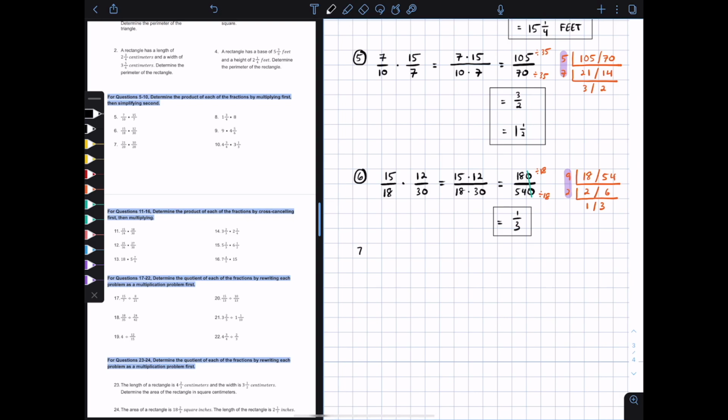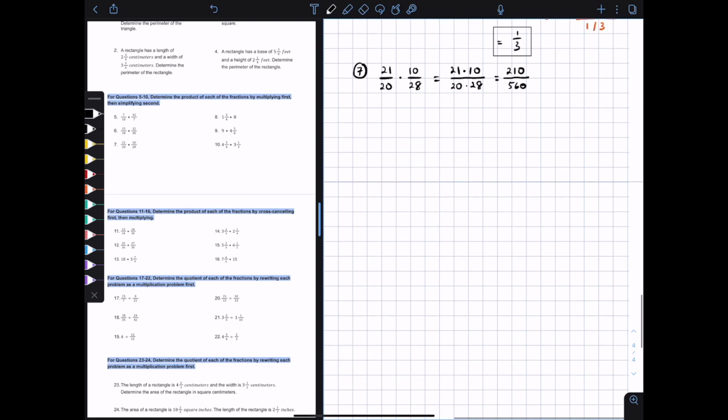For number 7, we have 21 over 20, and we're multiplying this by 10 over 28. Okay, so we're going to multiply 21 times 10 on top, and then multiply 20 by 28 on bottom. And 21 times 10 should just be 210 on top. Just add a 0 onto 21. And then 20 times 28 on bottom should be 560.